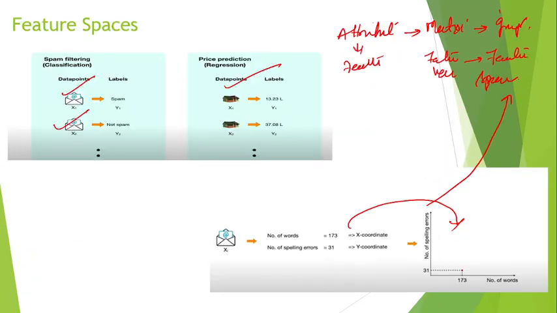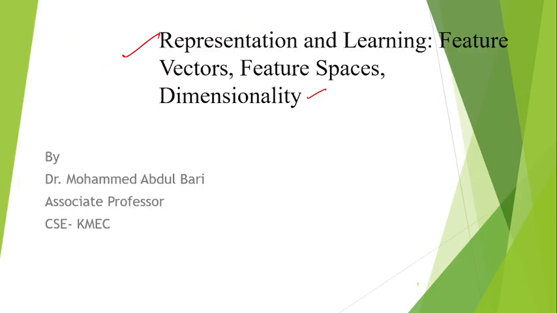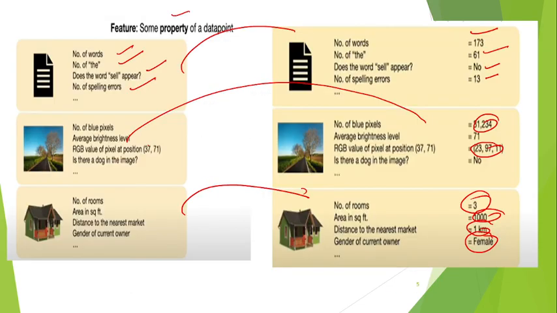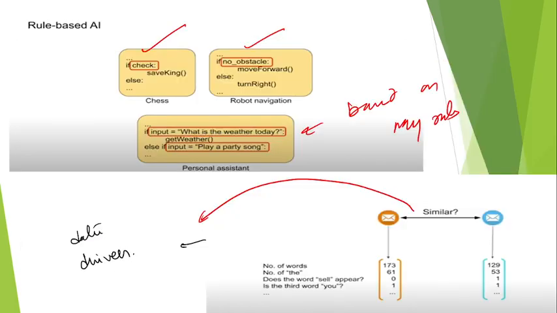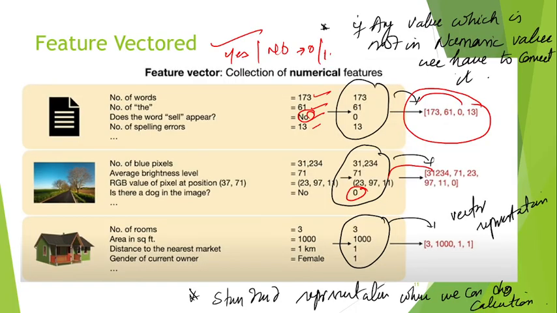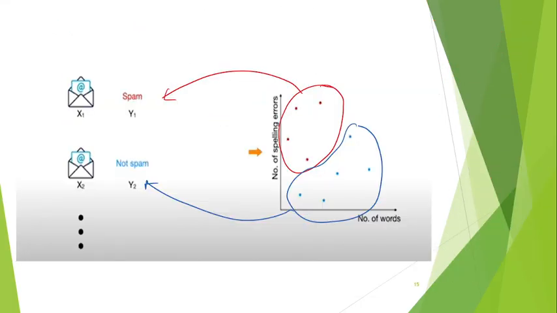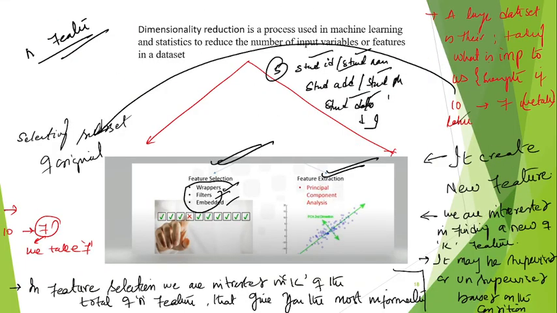But today, what we have seen, let me rewind for you. We have seen something about features, feature vectors, then the properties of feature vectors, then rule based, data driven, search based features. We also saw the useless, unused features, what you mean by labeled, then feature space, and then dimensionalities. Dimensionality is where we reduce the features to get a desired output. How do you reduce the features? There are two types: feature selection and feature extraction.